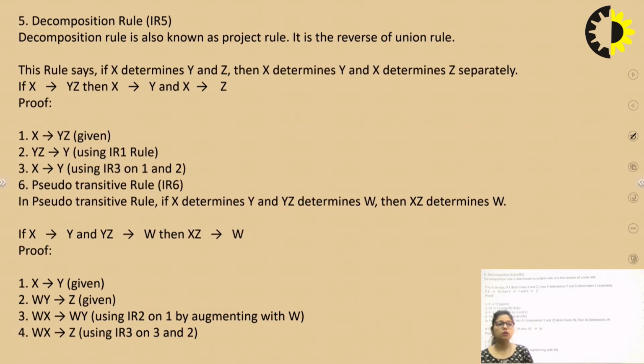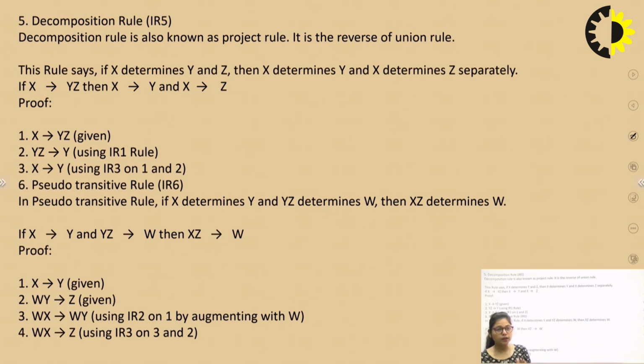The next one is the decomposition rule. Basically, what is the meaning of decomposition? Decomposition is decomposing anything into small parts or small attributes, whatever it is. Basically, divide into smaller parts. Divide the object, divide the class, divide the attributes into smaller parts. Now, what is the decomposition rule? The decomposition rule is also known as the project rule. It is the reverse of the union rule.